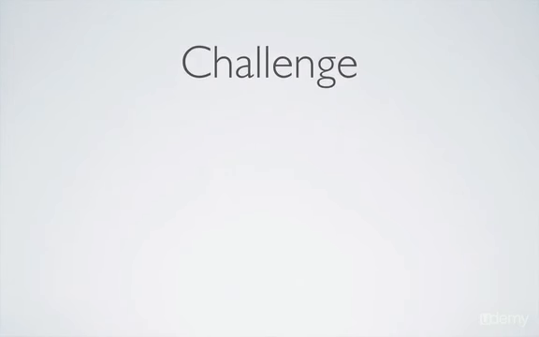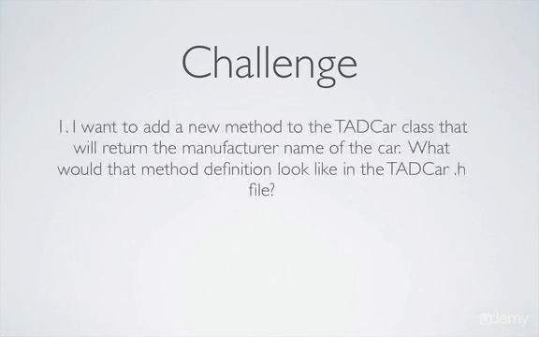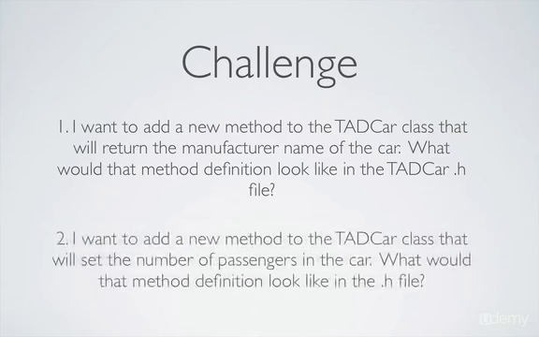For the challenge for this lesson, I have a few questions you should try to answer. Number 1. I want to add a new method to the tadCar class that will return the manufacturer name of the car. What would that method definition look like in the tadcar.h file? Number 2. I want to add a new method to the tadCar class that will set the number of passengers in the car. What would that method definition look like in the .h file? For those two questions, the name of the method isn't very important. Whatever you want to name it is fine. What is important is how you write it out and where you add it to the .h file.